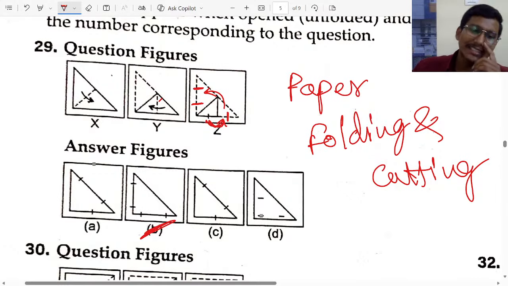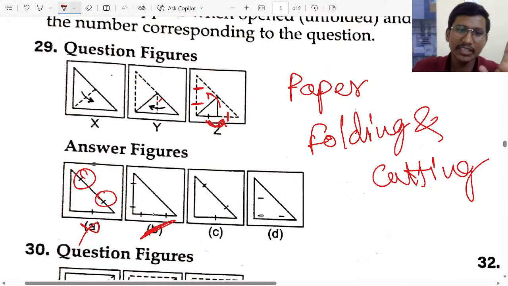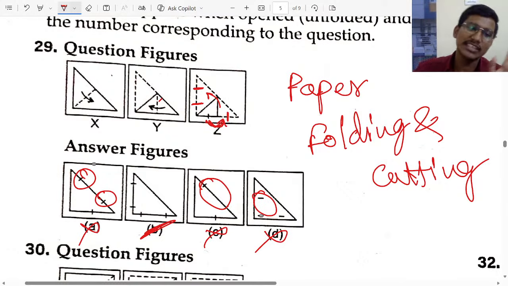Or you can go easily with the options. Option A is not possible, because on the longest line there will be nothing here, so this is not possible. Here it is also there, not possible. Inside it does not come. So D is not the answer, C is not the answer, only B is the answer. Always go with the options, it will be very easy.